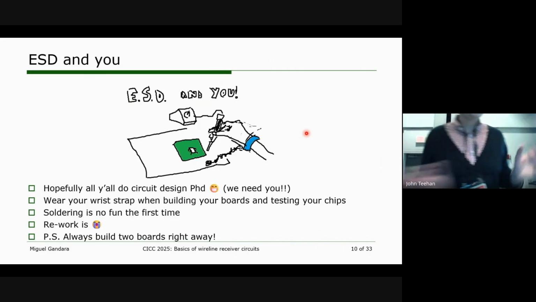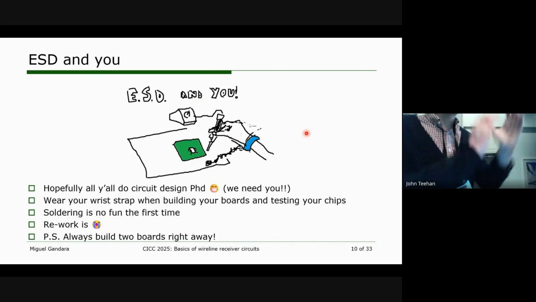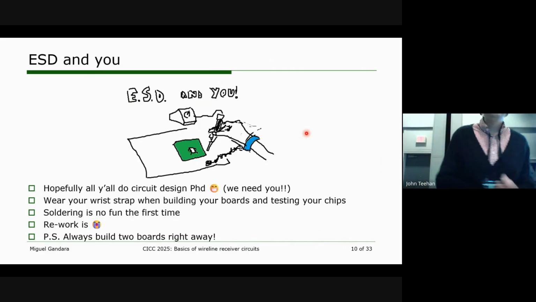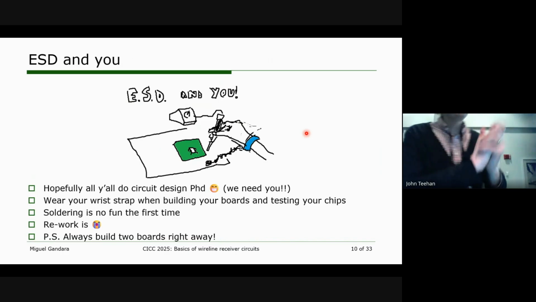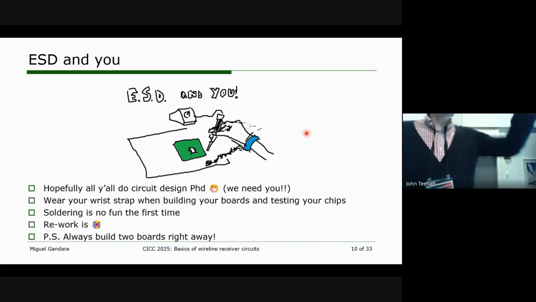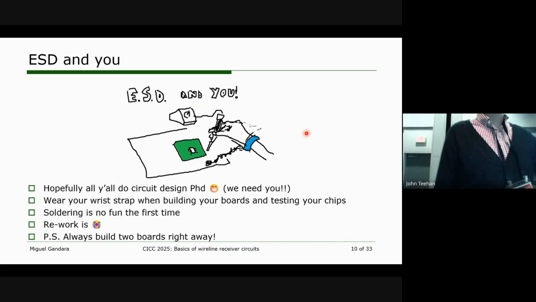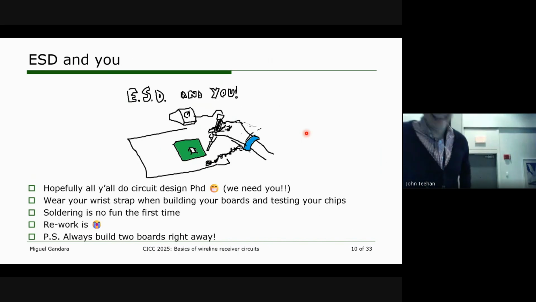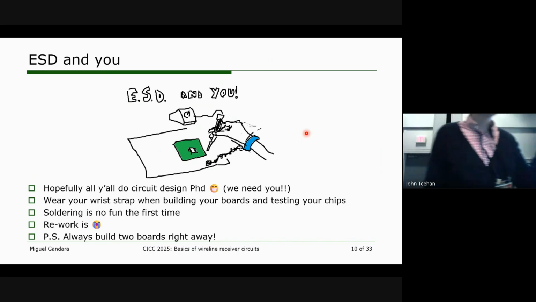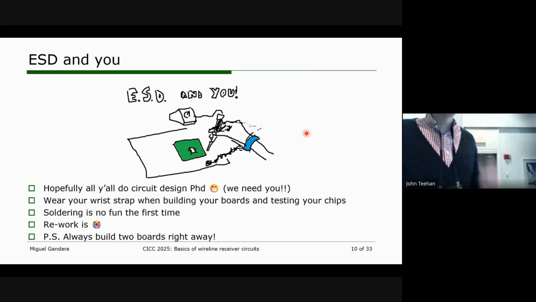So I think all of us really, our greatest wish is that all of you will do circuit design PhDs. We all came here on a Sunday, so we hope to encourage you to do that. And obviously, you're interested enough in this topic that you came on a Sunday to learn about it. Okay, so hopefully, you're at least interested, and one day you'll do a circuit design PhD.